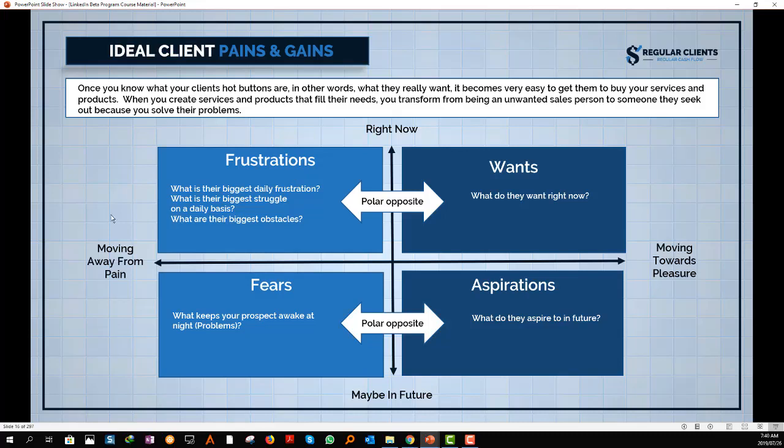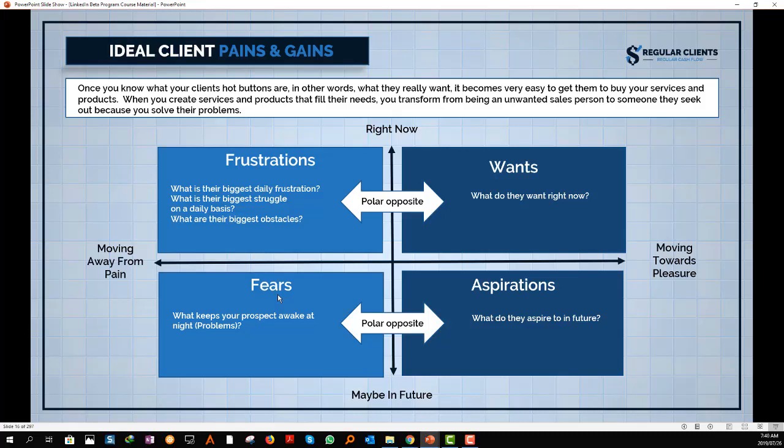Then the granddaddy here is the fears question. If you answer nothing else, this is the one that you can just tick this box, and it's going to work 99 times out of 100. And that question is, what keeps your prospects awake at night? So these are generally going to be problems, right? I can tell you from speaking to thousands of accountants, and this probably won't be news to you, but the two big ones for accountants are your clients are worried about cash flow, or they're worried about compliance.